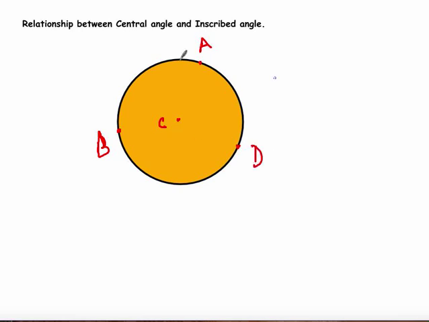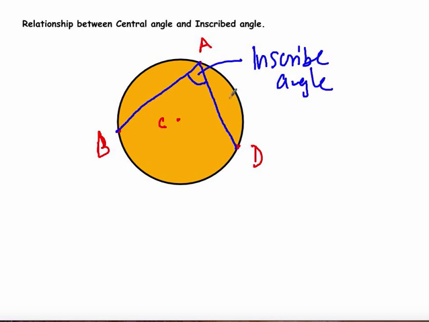Okay. Now, if we draw a chord from A to B and a chord from A to D, the angle that they form is the inscribed angle. Now, if we draw a line from B to C and C to D, these lines are the radius of the circle. They're the same exact thing. The angle that they form with the center is the central angle.